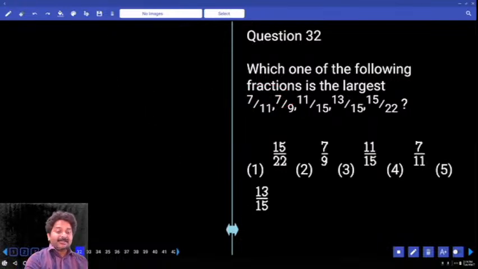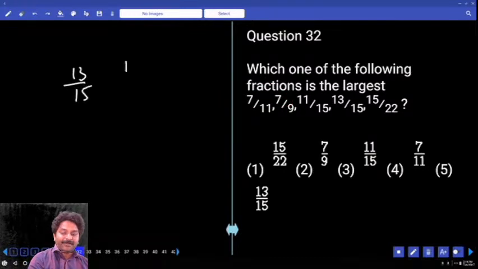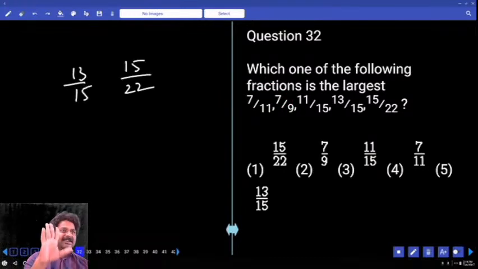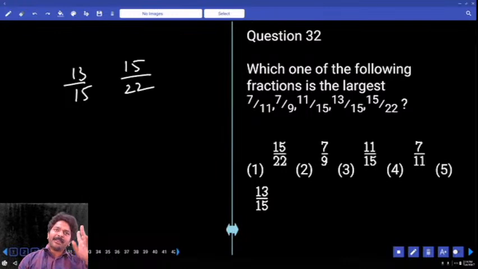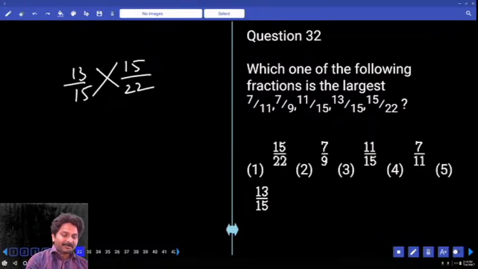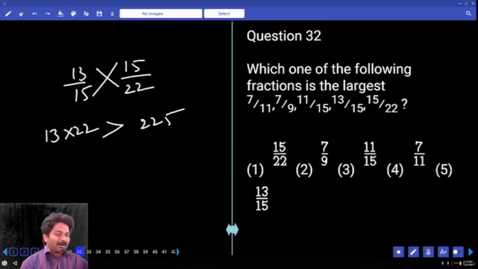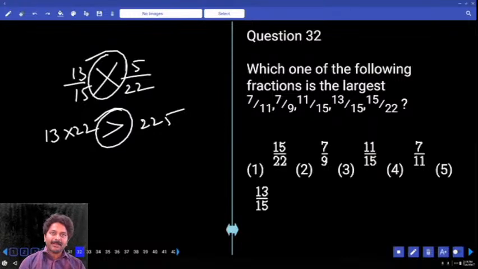And last one, 13 by 15 and then 15 by 22. This is the universal case. Whenever you want to compare any two fractions, just go with cross multiplication. You'll have two numbers here. This is 225 and this is 13 into 25. Definitely this is more than that. Whatever symbol is there here, the same symbol applies here. Okay? Right.